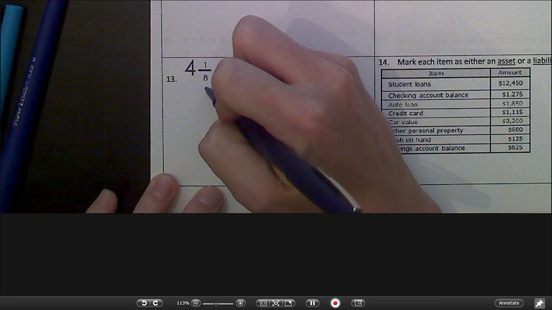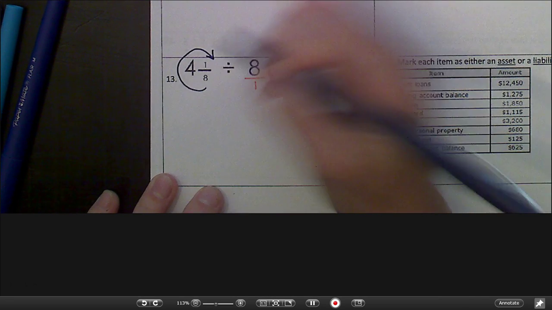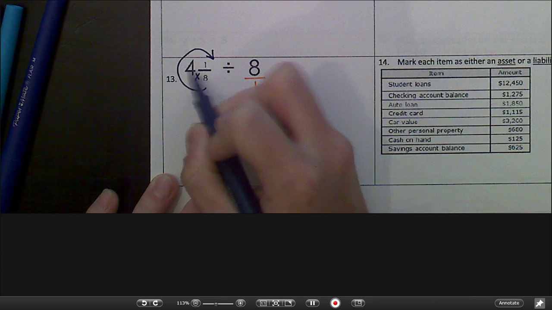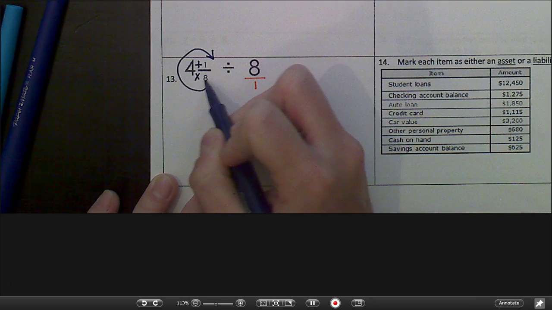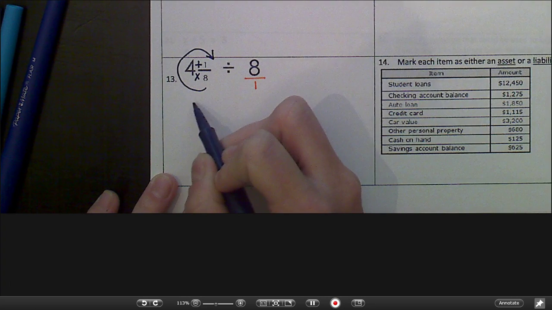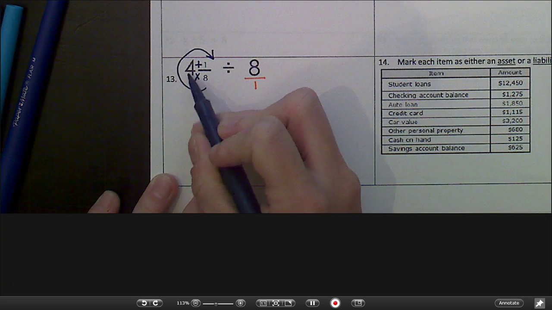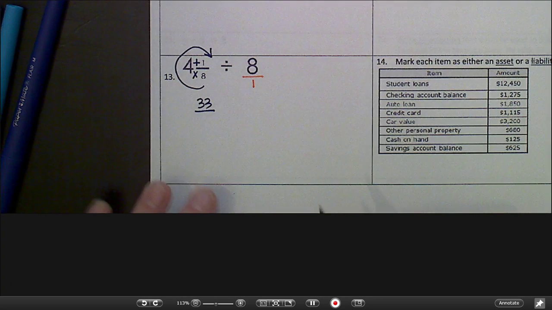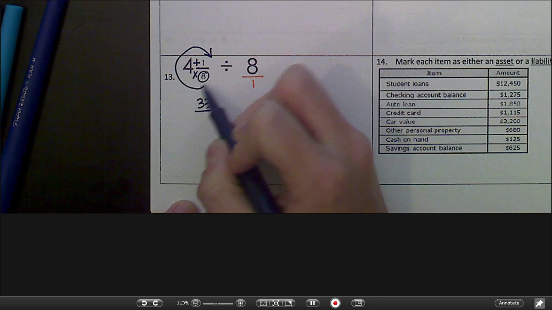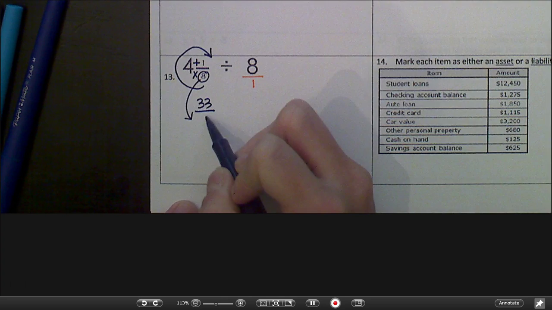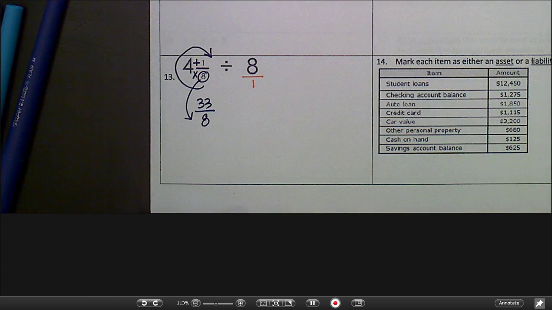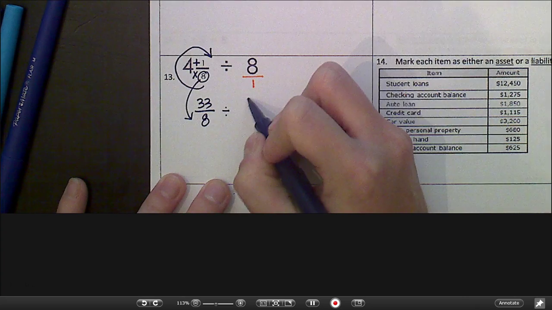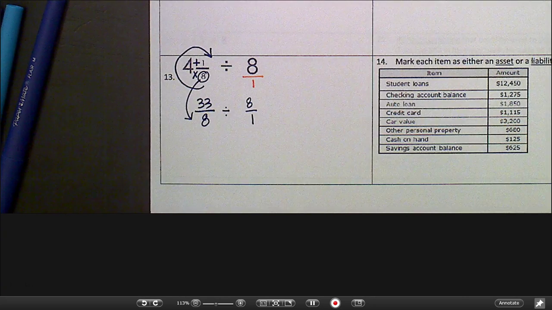So y'all all should know how to do this. You've been doing this since 4th grade. So 8 times 4 plus 1 is, let's see, 8 times 4 is 32, plus 1 is 33. And then we're just going to drag our 8 down here. Okay, easy, easy. Let's bring our multiply sign and 8 over 1.